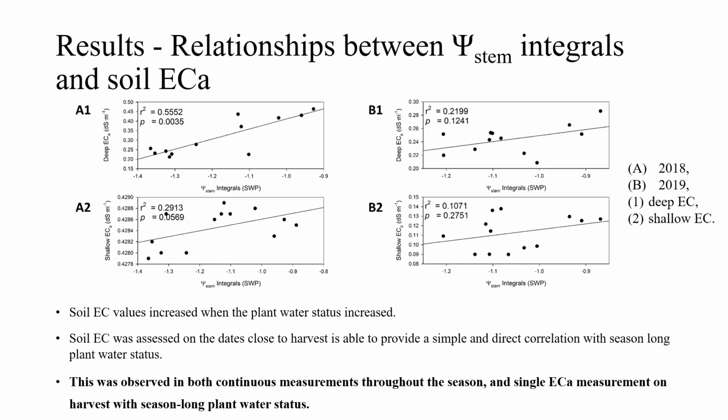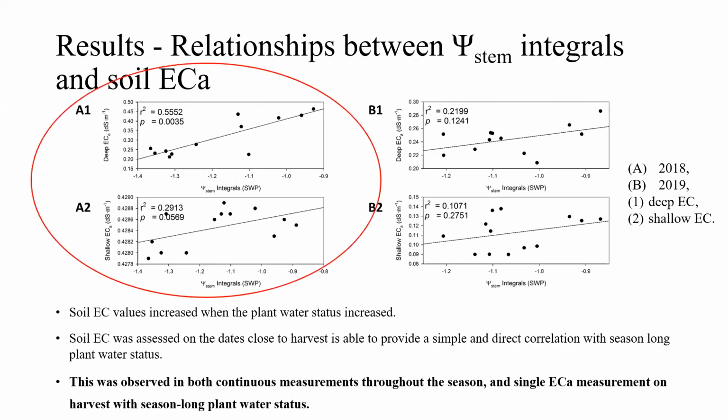So again, when investigating the relationships between soil ECA and plant water status, in 2018, there was a direct and positive relationship between the deep soil ECA and stem water potential integrals. And this deep soil ECA was only assessed on the harvest day. This is not a continuous measurement, but still we saw this correlation at the end of the season.